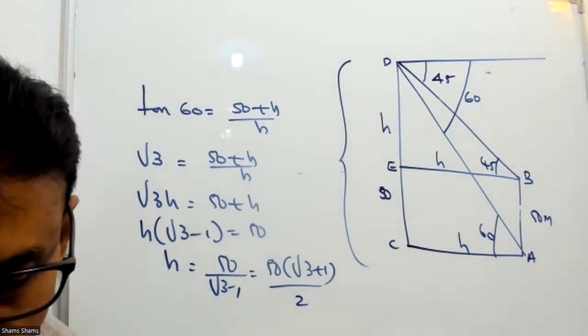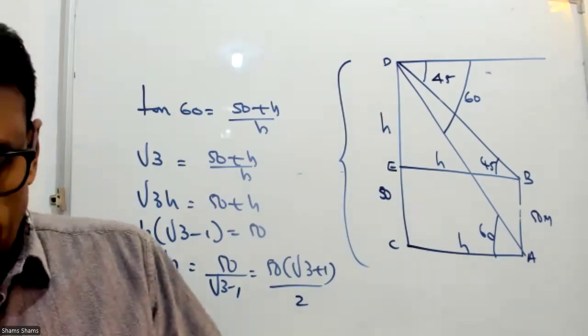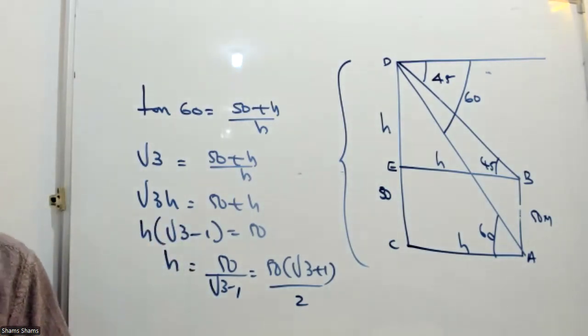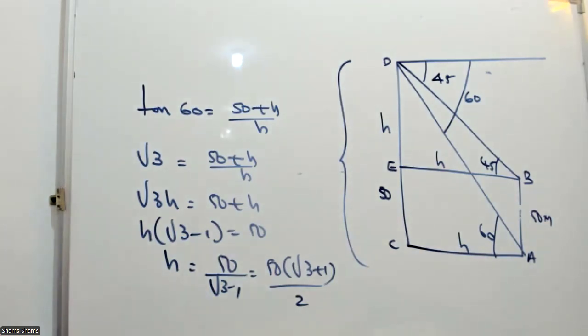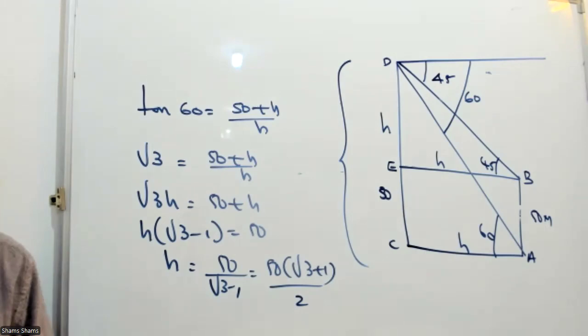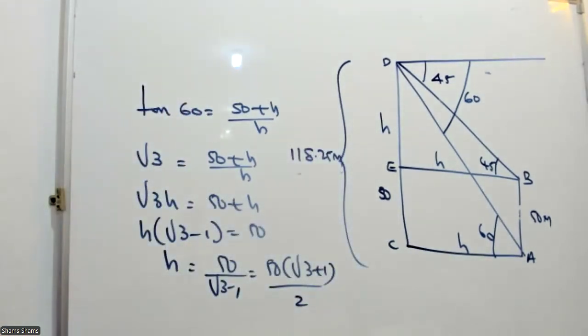Answer is what? Horizontal distance, how much you got? Okay, correct. Height is 118.5. Everyone type the answer, then only we can discuss, no? Height is 118.25. Height of the tower is 118.25 meter. What about the horizontal distance? Okay, find first.